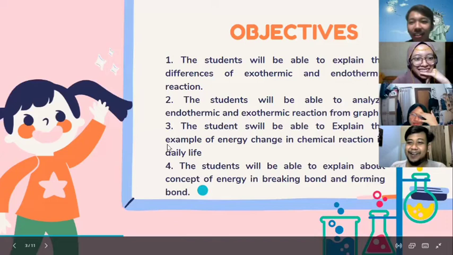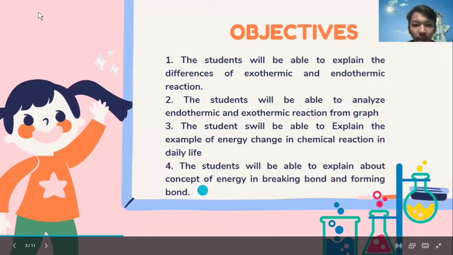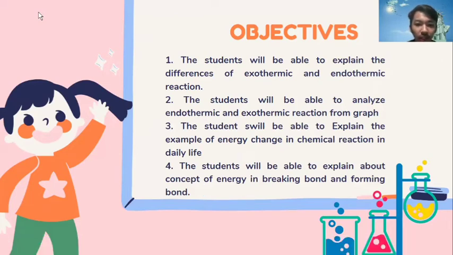Next, this is the objective for today. First, the student will be able to explain the differences of exothermic and endothermic reactions. The student will be able to analyze endothermic and exothermic reactions from a graph, and explain examples of energy change in chemical reactions in daily life. And the student will be able to explain the concept of energy in breaking bonds and forming or making bonds.